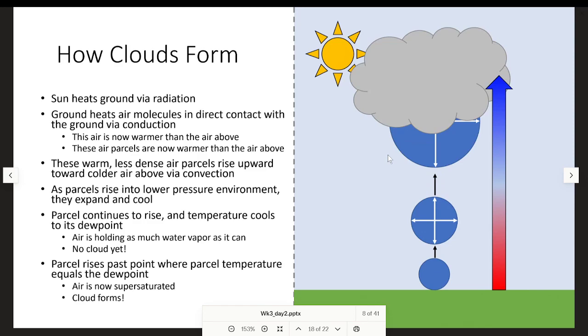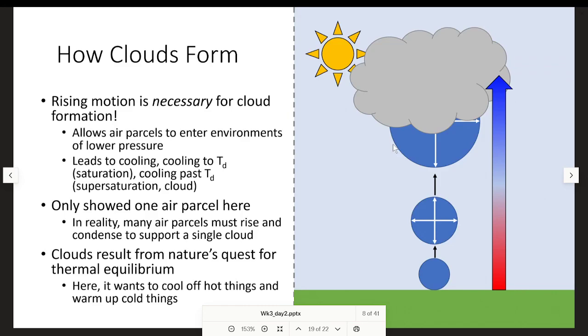But once the air parcel rises past the point where the parcel temperature is equal to the dew point, the air can become supersaturated. So the temperature inside of it is less than the dew point. So the parcel is very, very wet. Like, it is more than saturated. There are more condensation events going on than evaporation events, and so we start condensing onto these little CCN, and the cloud forms.